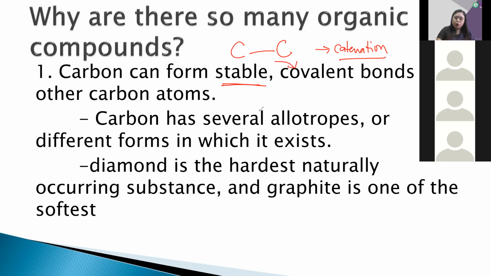When you say allotropes, these are substances that have the same composition. When you say same composition, same yung element niya na nag-combine together, but it has different physical or even chemical properties. So let us have an example of the allotropes of carbon. Example, the diamond. The diamond is one of the hardest minerals that we have.